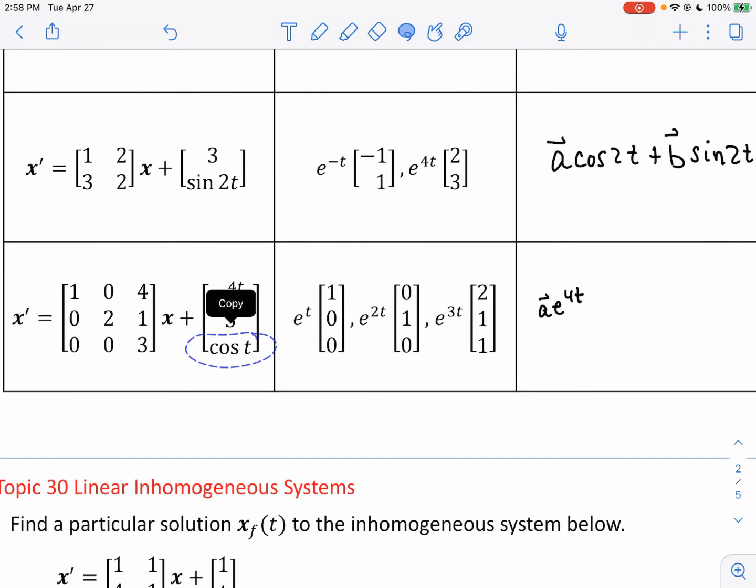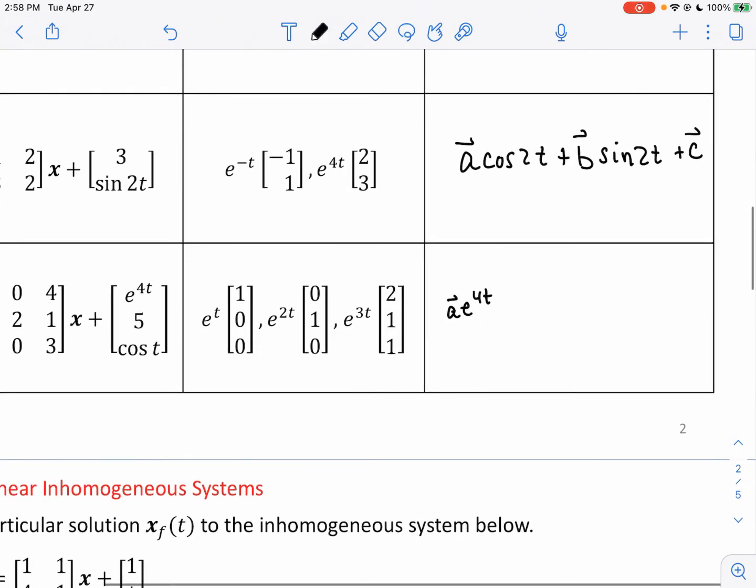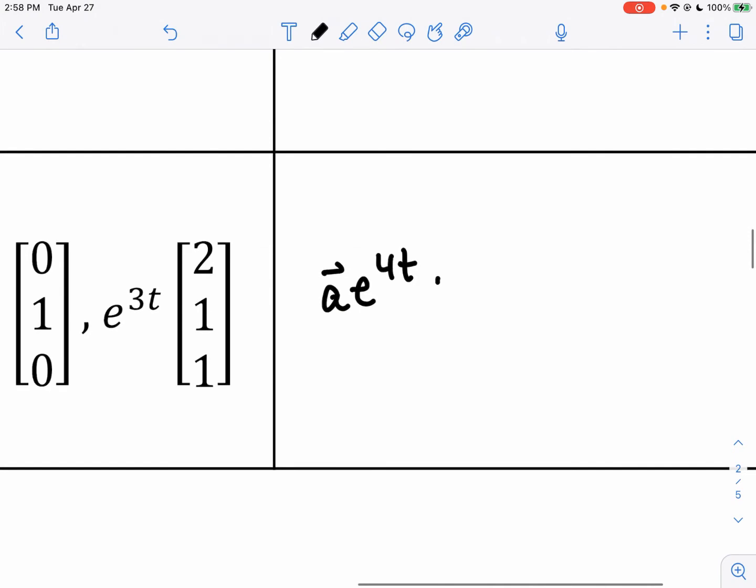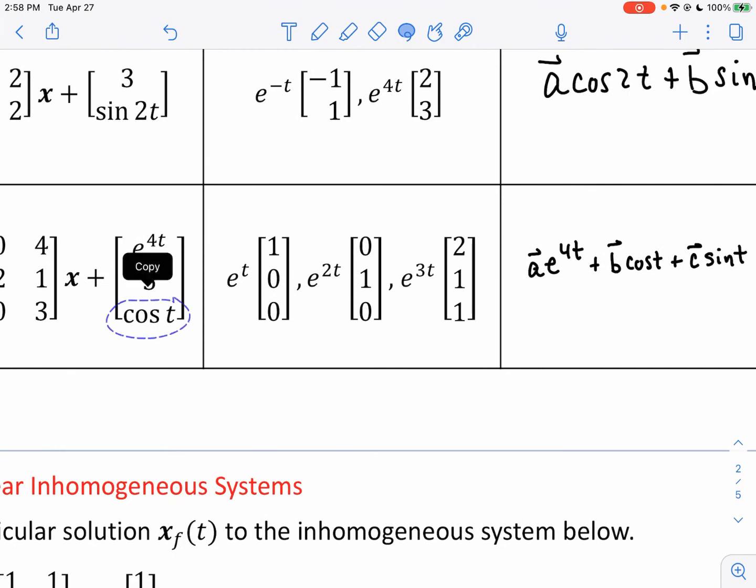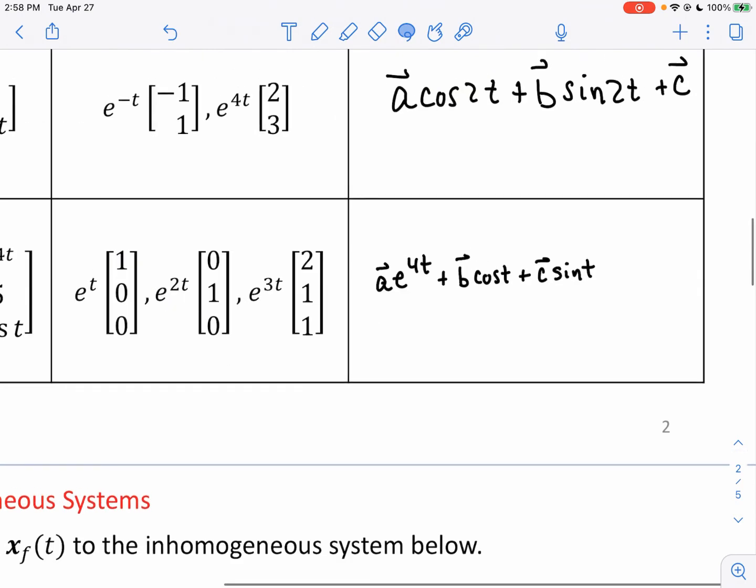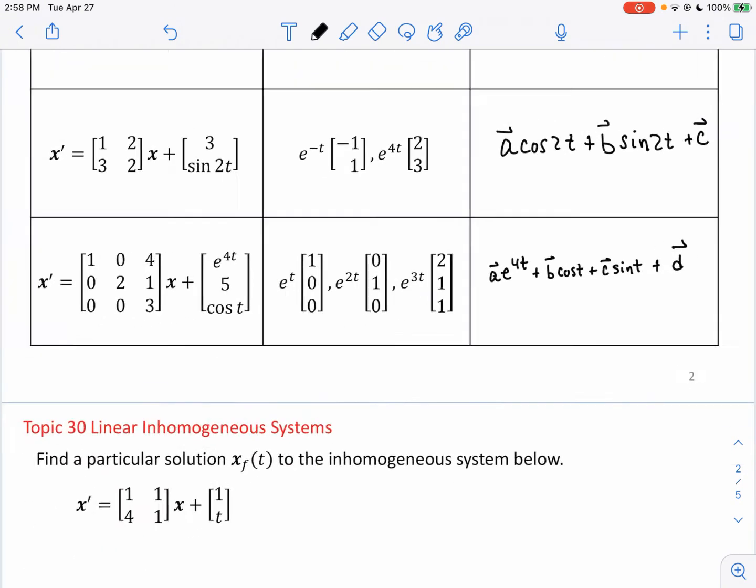Now let's address the fact that one of our components is a cosine of t. So we're also going to need in our trial solution a cosine and a sine with constant coefficient vectors. So a b vector times cosine t, and then plus a c vector times sine t. And that addresses the fact that we have a cosine of t component. And then lastly, we have this constant component, and we don't have yet any 0-degree constant vectors here, so we want to put a plus a constant vector d there at the end.